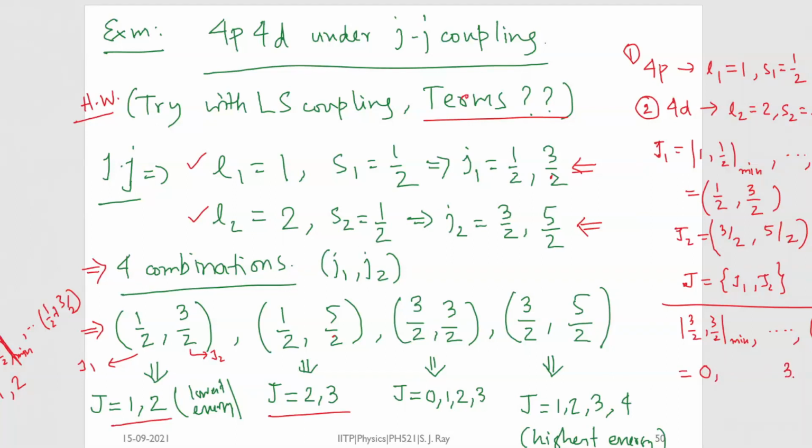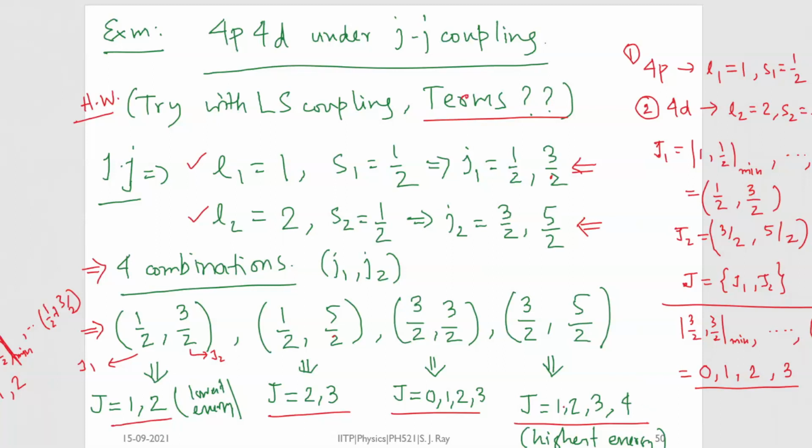Let me write it down at a slightly far distance from this. If I want to go from the minimum to the maximum, I have to increase by 1. So I'll have 0, then 1, then 2, and next will be 3. So I'll have a total of 4 values of J which are possible under such a combination. Then if I consider the fourth combination, that is 3 by 2 and 5 by 2, the possible values of J will be 1, 2, 3, 4. You can try a similar exercise and you will find these values.